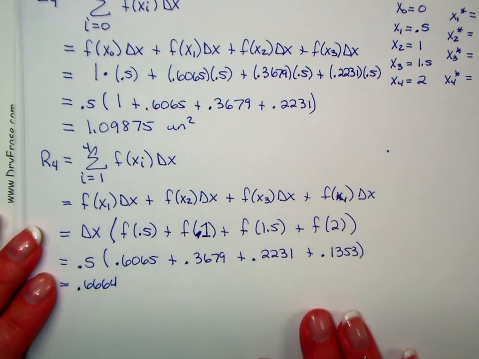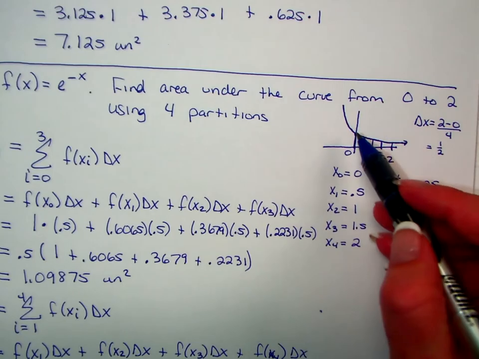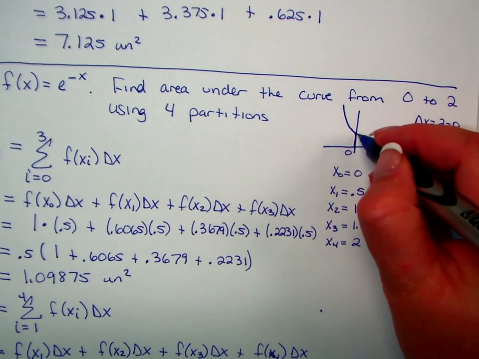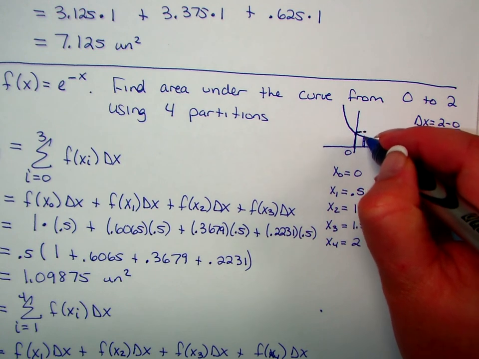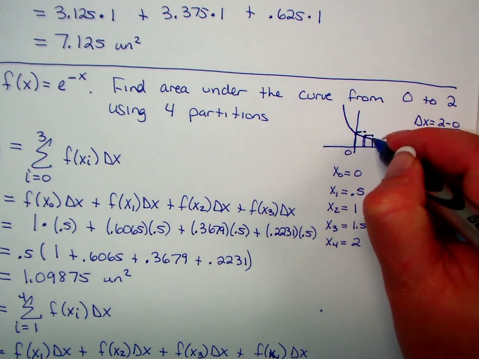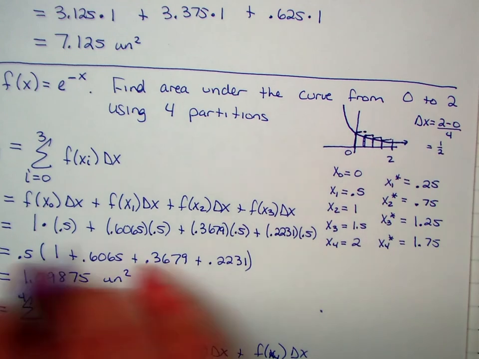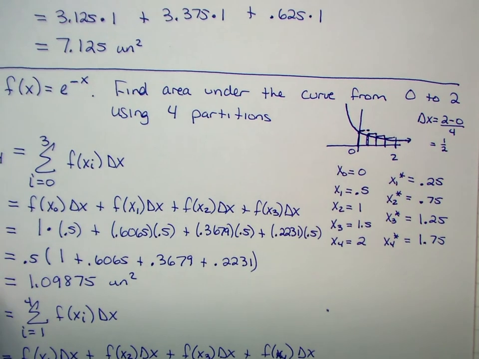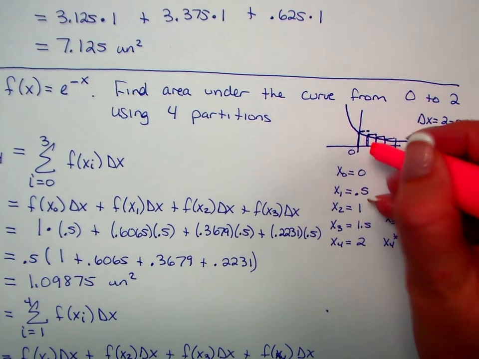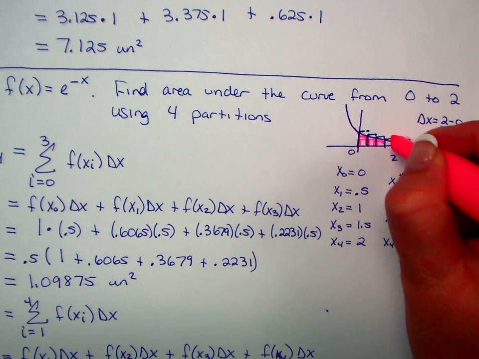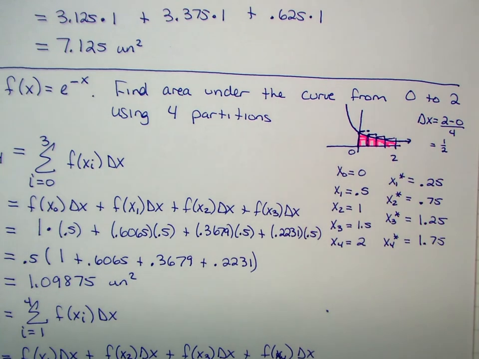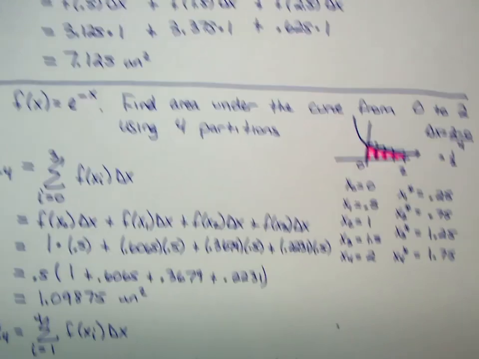So the left-hand endpoints was more than the right-hand endpoints, but that's because it's a decreasing function, right? Our left-hand rectangles kind of go above it, right? And our right-hand rectangles are below. Right? And then our midpoints are going to be half above, half below. But let's go ahead and do that.